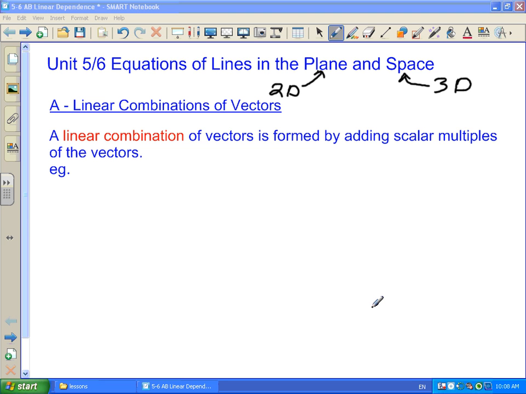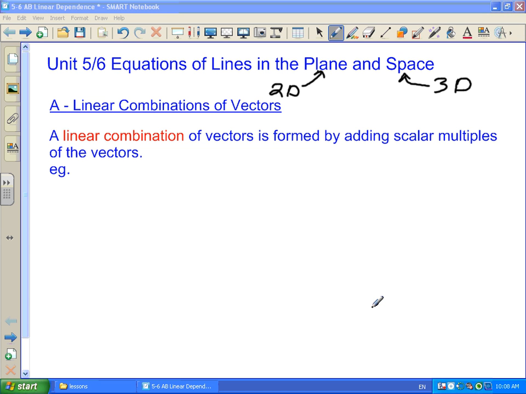So today we're talking about some stuff out of Unit 5-6, equations of lines in the plane and space. And first off, we want to start talking about linear combinations of vectors. Now we've looked at linear combinations of vectors a little bit in Unit 1-2 and in Unit 3-4. So some of this stuff is going to be a bit of a review.